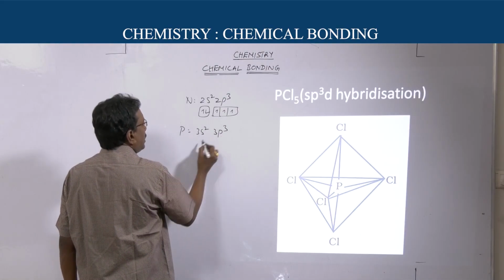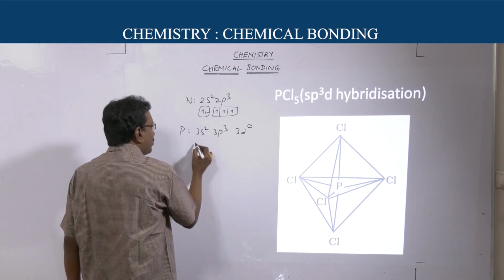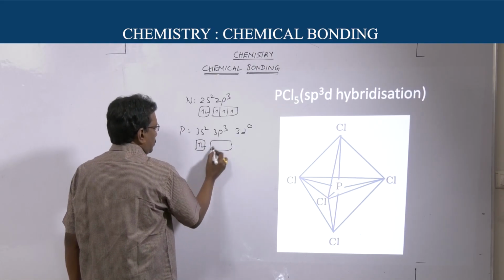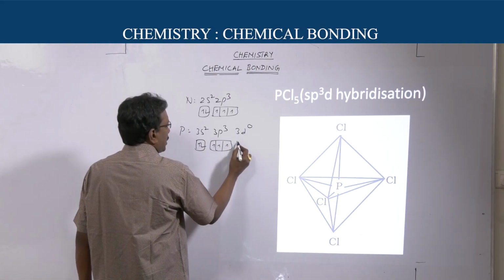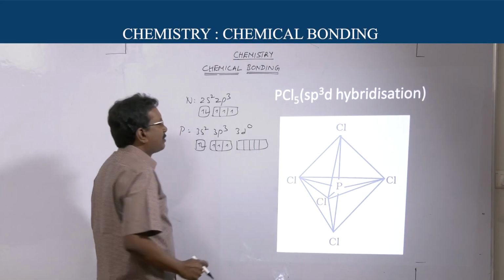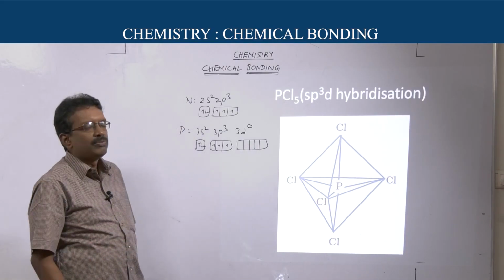Now I am taking phosphorus. Its configuration is 3s2, 3p3. It contains 3d orbitals also. So due to the presence of empty 3d orbitals, definitely phosphorus can form more than 4 bonds.